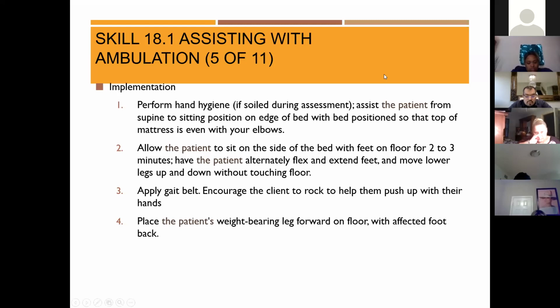Okay, so, like we do with all the things, before you start with that, you want to make sure that you are washing your hands. Like I said, make sure that the patient sits on the side of the bed for a little bit, put the gait belt on. Has anyone ever used a gait belt before?